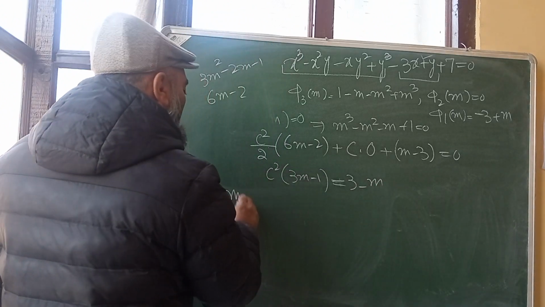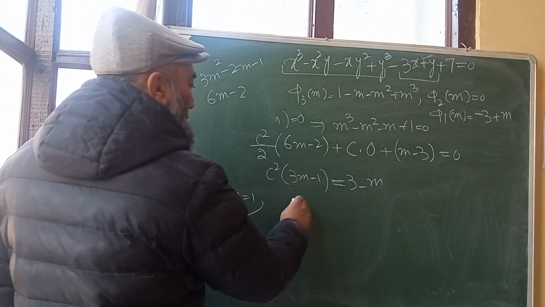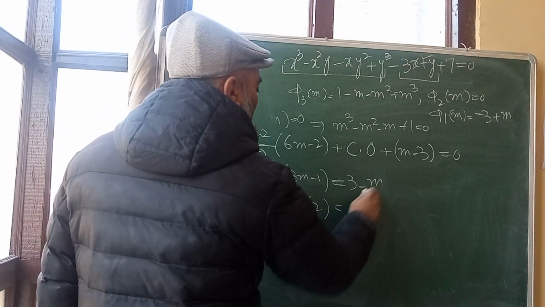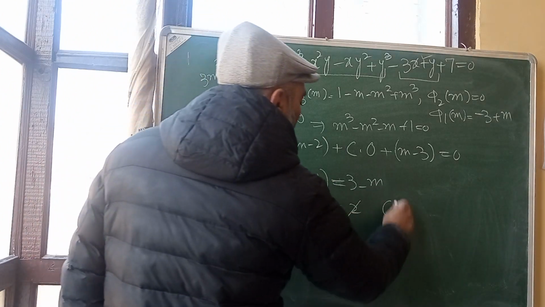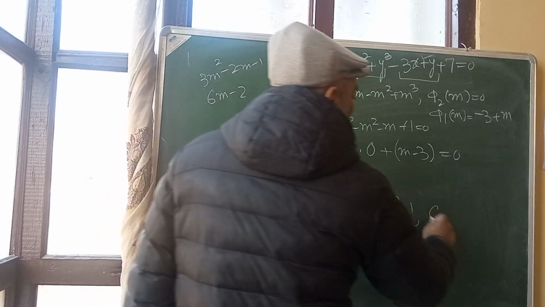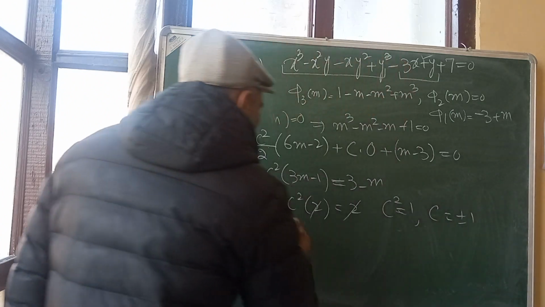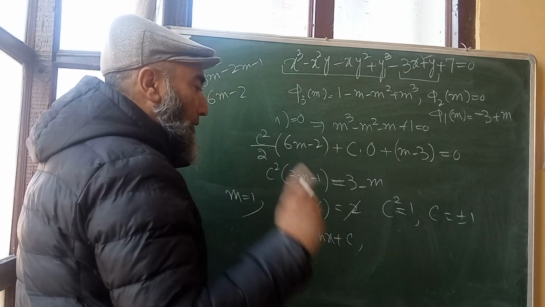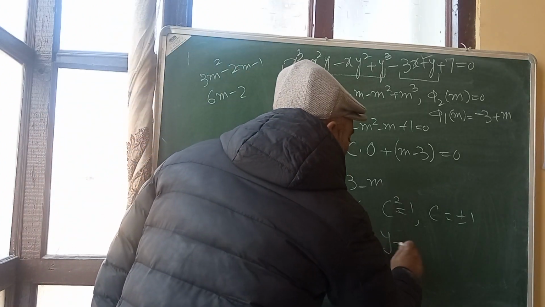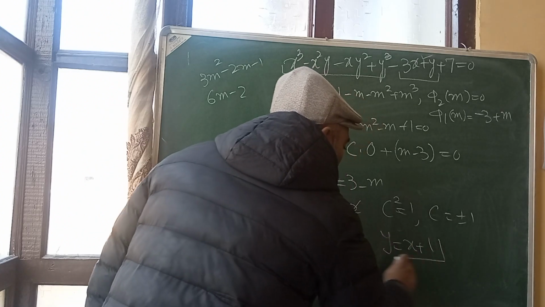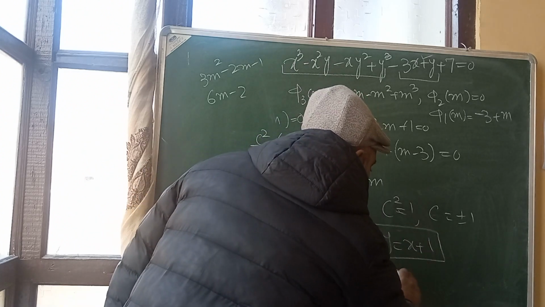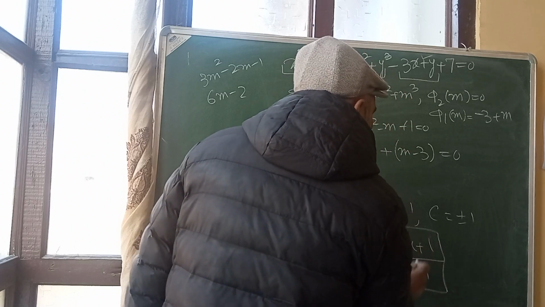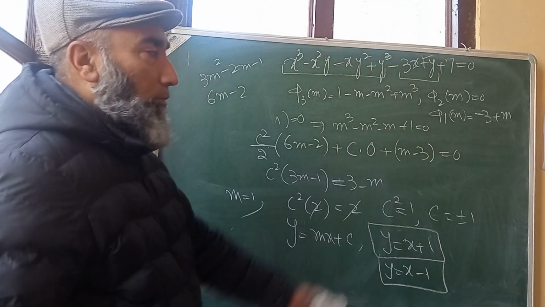Now your m is 1. c square times 3 minus 1 is 2, and 3 minus 1 is 2. So c square equal to 1. So c is plus minus 1. So what's m? y is mx plus c. m is 1 in both cases. So it is y equal to x plus 1 and y equal to x minus 1, because c is 1 and minus 1 and m are the same. So you have 3 oblique asymptotes, right?